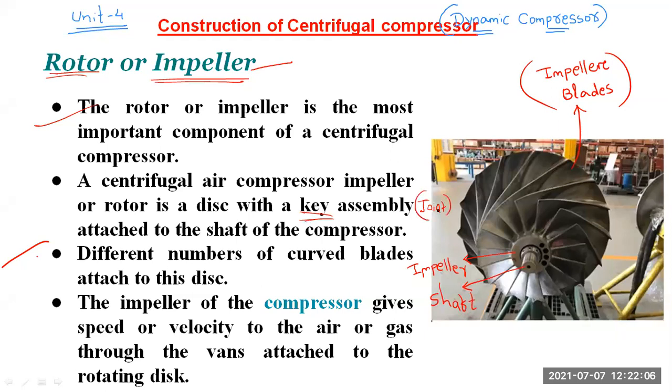In the next semester, in Design of Machine Members 1, you are going to study this key assembly or key joint. With the help of the key assembly, it will attach to the shaft of the compressor. This is the shaft of the compressor. With the help of a key joint, this impeller is attached with the shaft. Third point, a number of curved blades are attached to this disc. You can see this blade is a curved one.